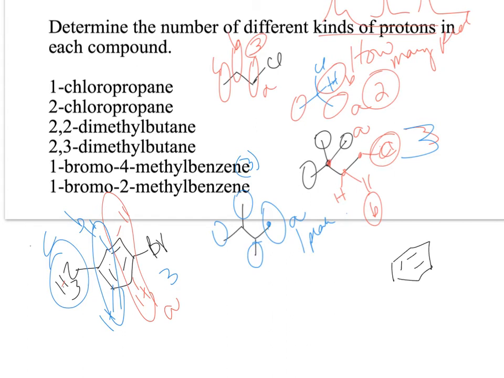Okay, so if you do this one, 1-bromo, 2-methyl, you can put your hydrogens in. And here you're going to have the methyl, which is the benzylic peak. And this one is different because it's connected to a methyl and a hydrogen. So that'll be B, that'll be C, D, and E. So you're going to have 1, 2, 3, 4, 5 peaks.